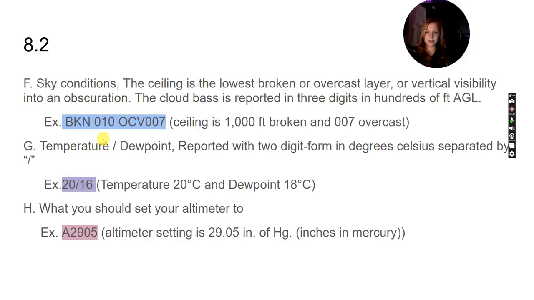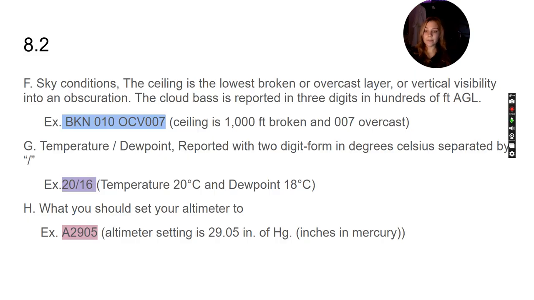Then you'll have the temperature, a dash in between, and the dew point. They're both reported in 2-digit form in degrees Celsius, so you can know if you're expecting rain with that. So here we have 20/18, which means the temperature is 20 degrees Celsius and the dew point is 18 degrees Celsius.